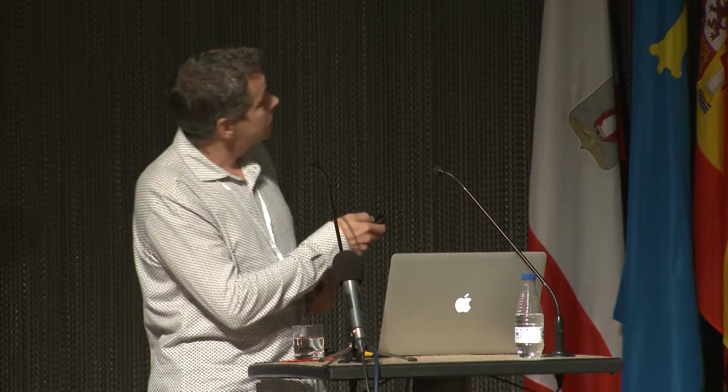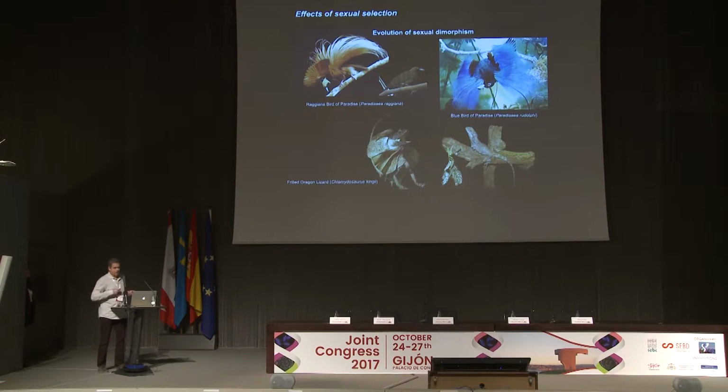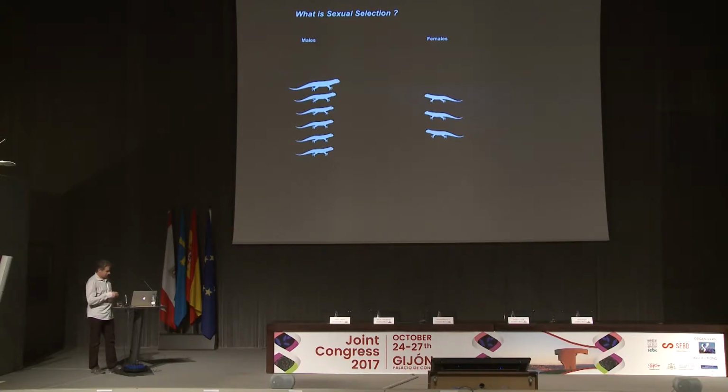Here you have some examples of these birds of paradise, where males display these very nice, fancy plumages, while the females are drab. And it's suggested that this evolved due to sexual selection. So the question is, what is sexual selection? For that, I start with a very simple example, where we assume a population with only three females. These females are exactly identical. Then we assume that there are six males that only differ in size. We assume that it's a polyandrous species where females mate with two males.